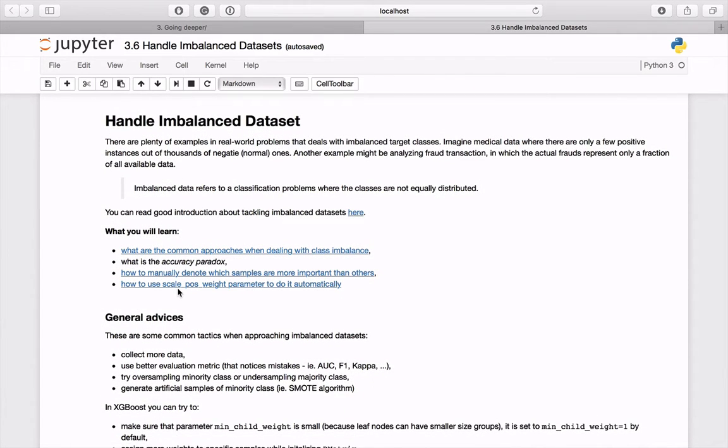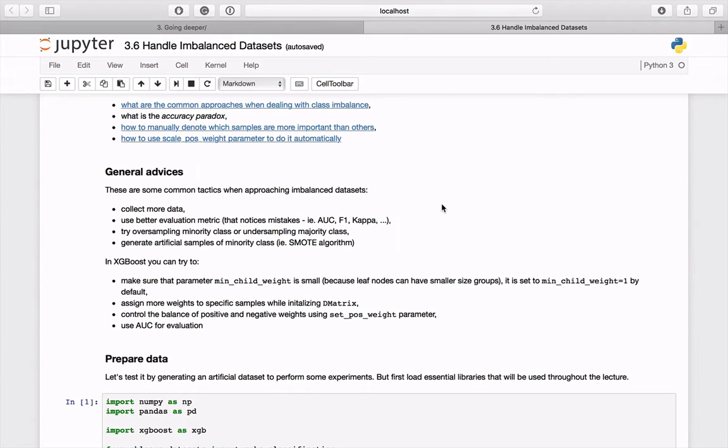We are going to see what is the so-called accuracy paradox problem, and then try to tell the algorithm what samples to focus on in both manual and automatic ways. But first, let's remind ourselves of some general advice when the data is imbalanced.